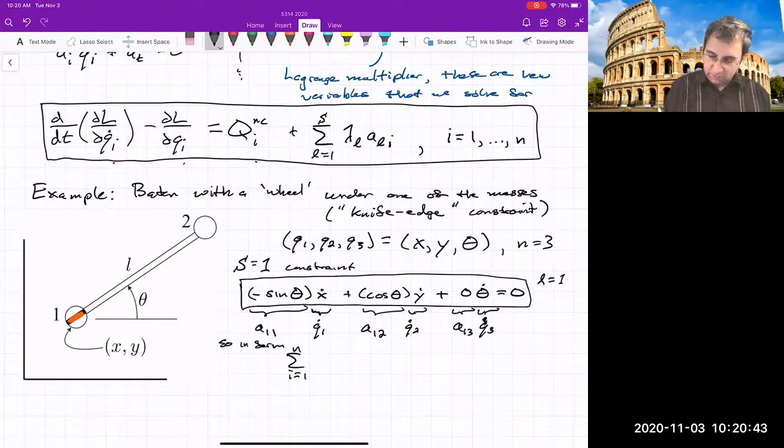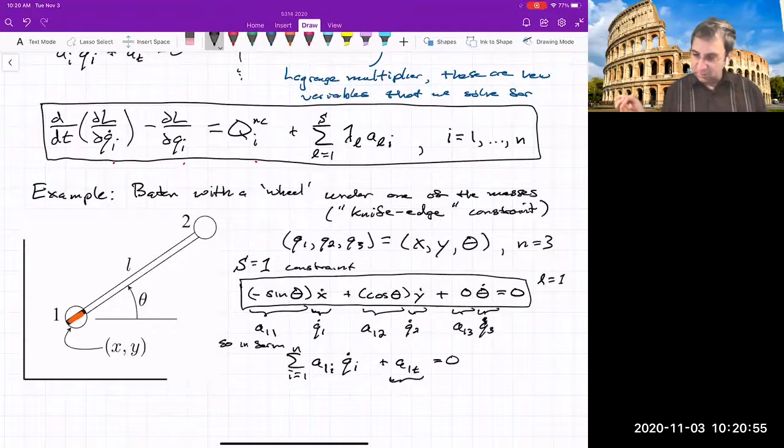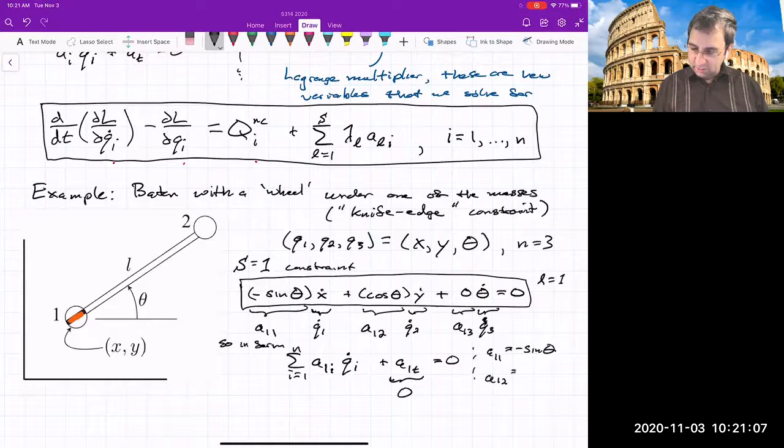That general form up above of A1i times qi dot plus A1t equals 0. And there doesn't seem to be an A1t, so that's 0. And we know A11 is negative sine theta, A12 is cosine theta, A13 is 0.